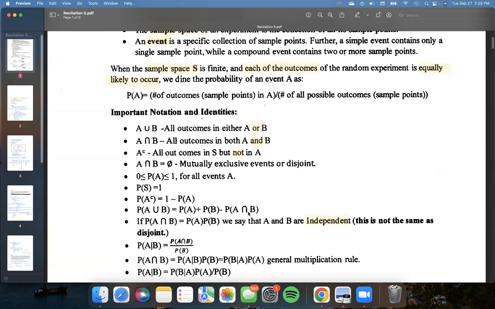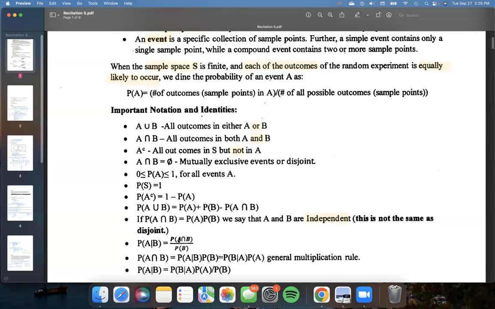If the probability of A intersect B equals the probability of A times the probability of B, then we say that A and B are independent. And please note that this is not the same as disjoint. So independent does not mean disjoint. So in this case, we get independence.